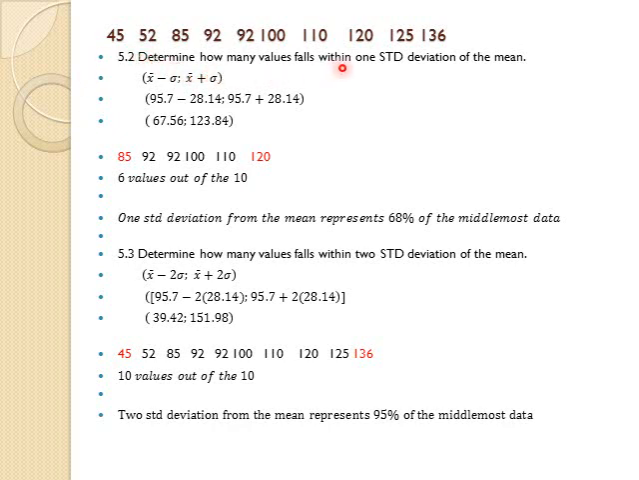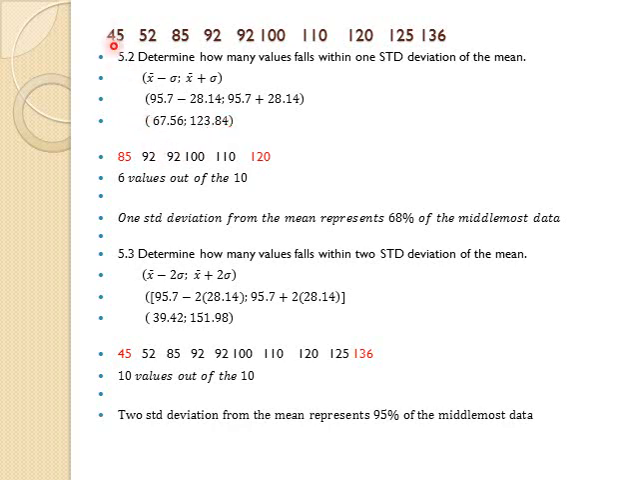Alright, let's go to it. Determine how many values fall within 1 standard deviation of the mean. So 1 standard deviation of the mean: mean minus standard deviation, mean plus standard deviation. I first get an interval. My mean was 95.7, standard deviation 28.14. So 95.7 minus 28.14 gives me 67.56, and 95.7 plus 28.14 gives 123.84. So how many fall within that interval? Values bigger than 67.56 and smaller than 123.84.